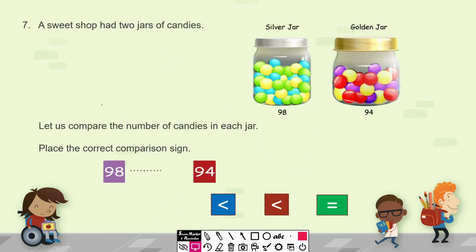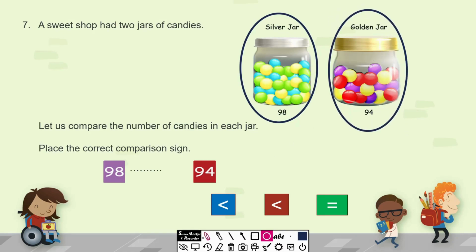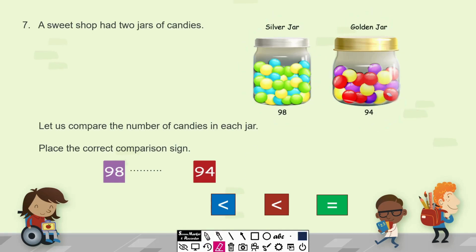A sweet shop had 2 jars of candies. Okay. Yummy, tasty candies. I love them. I want them all. This is silver jar and this is golden jar. See? So yummy, colorful candies are here. Here also green, blue and yellow. Okay. I'll get them after this class. Okay. Now, but don't eat a lot of candies. It will damage your teeth.